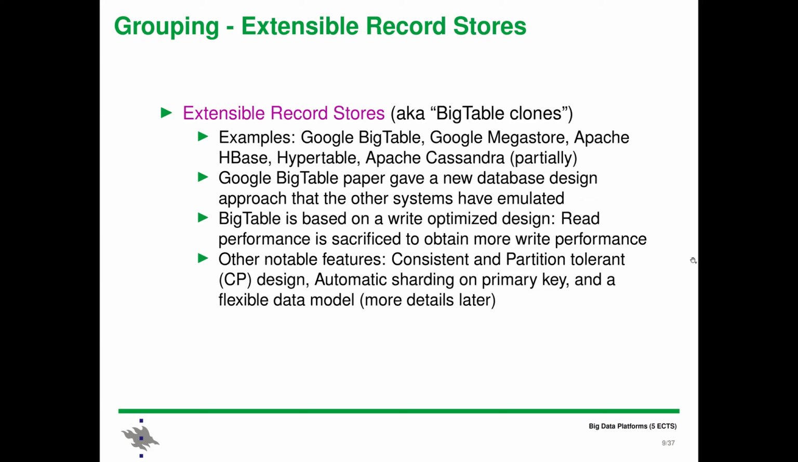Then we have the next group, which is extensible record stores. It is also called in the Cattell paper Bigtable clones. Bigtable is a database system designed by Google to implement many of their services. For example, Google Maps used to be based on Bigtable for a long time. Also, Facebook messaging used to be based on Apache HBase, which is a Bigtable clone, for a long time. Now they moved off of it.